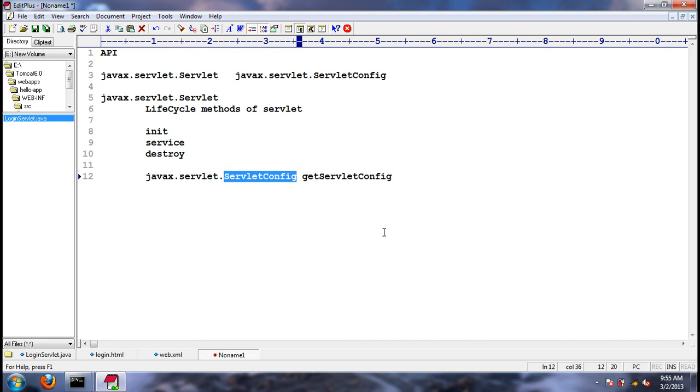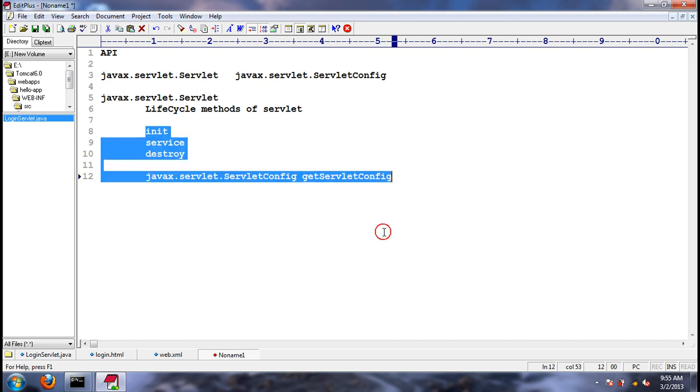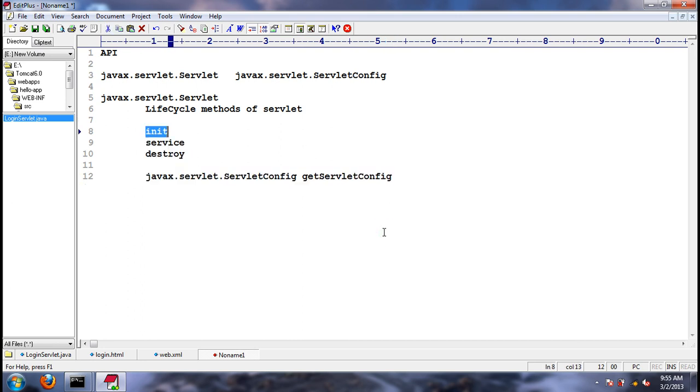These are the four methods that exist in the Servlet interface. The first three are lifecycle methods whose return type is void, and for getServletConfig, the return type is ServletConfig. ServletConfig is also an interface.